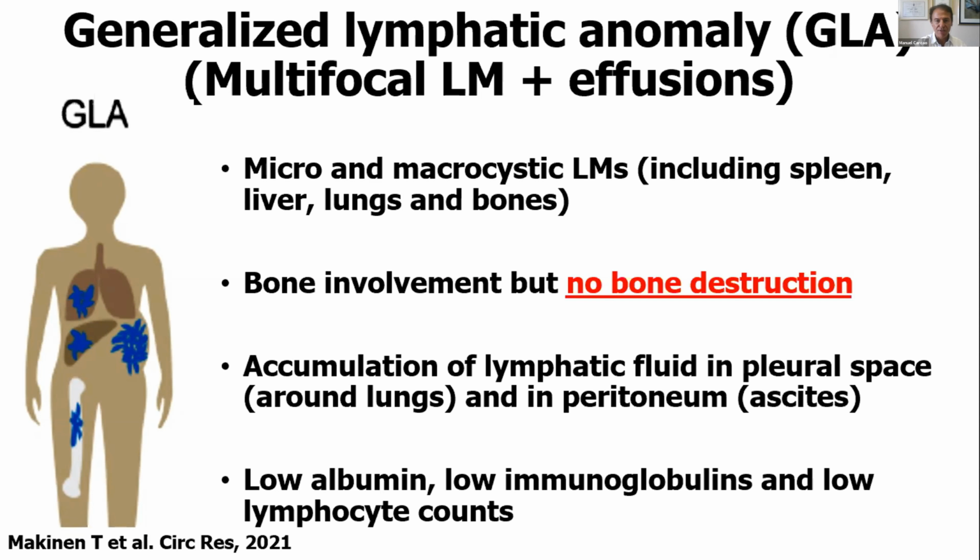There's accumulation of lymphatic fluid in many different places, and all of that is abnormal. It shouldn't be there. So it could be in the pleural space, which is the space around the lungs. It could be in the peritoneum, causing what is known as ascites and giving you a very enlarged abdomen. And all of this may result in low albumin levels when you check a person's blood, low immunoglobulin levels, and low lymphocyte counts. So blood tests become important to look for these things.